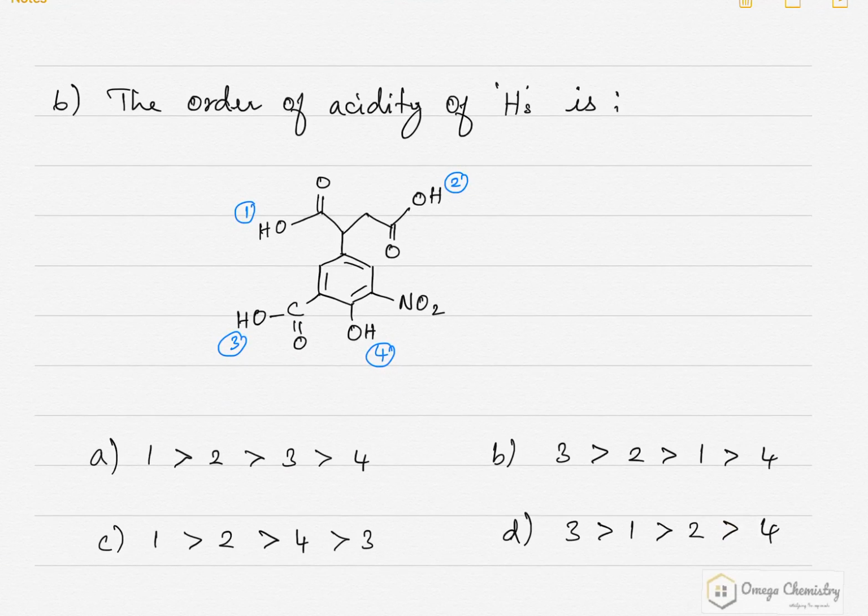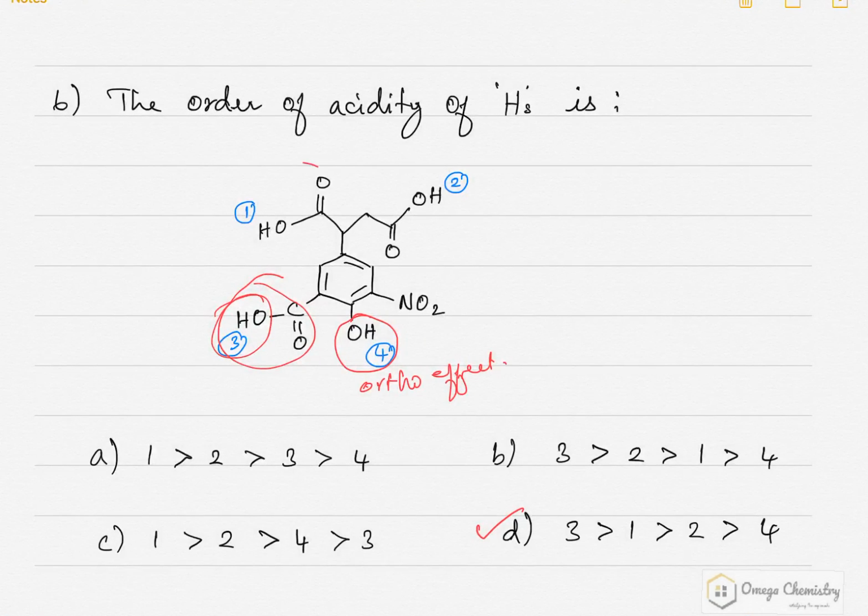Now, sixth question. The order of acidity of hydrogen is, the right answer is D. It's because this COOH group will have greater acidity thanks to the OH group which is present adjacent to it at the ortho position, and that's why ortho effect will operate. So this is most acidic.